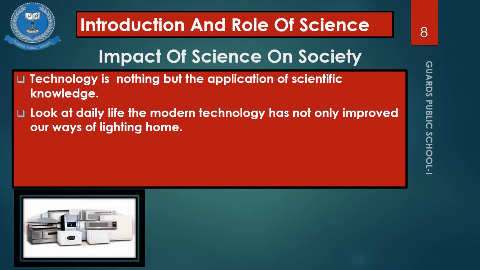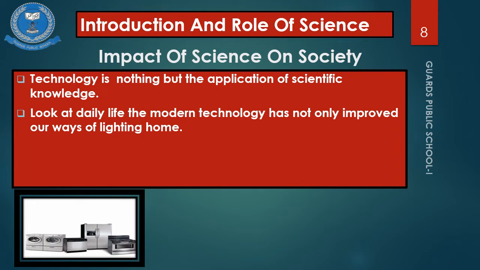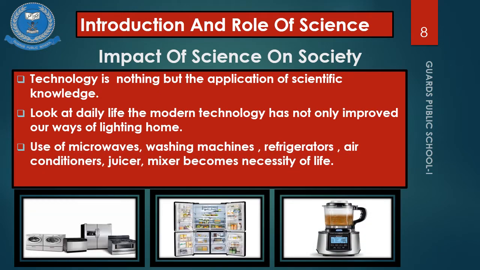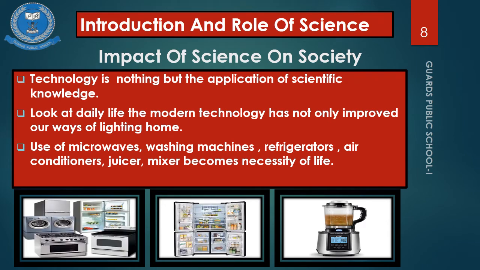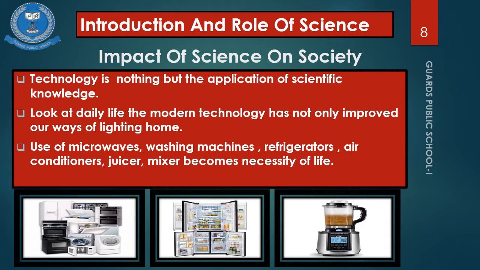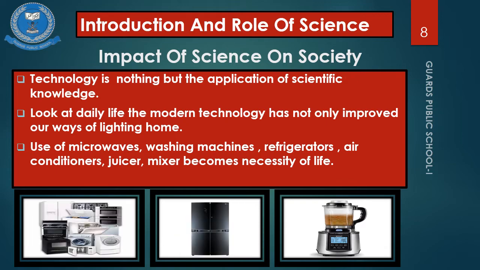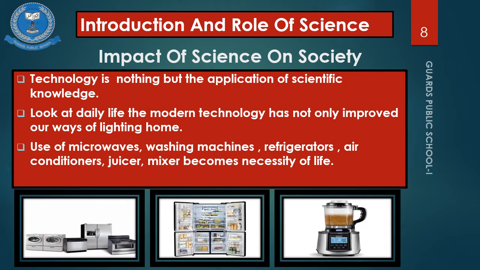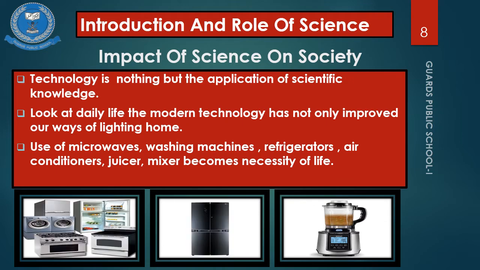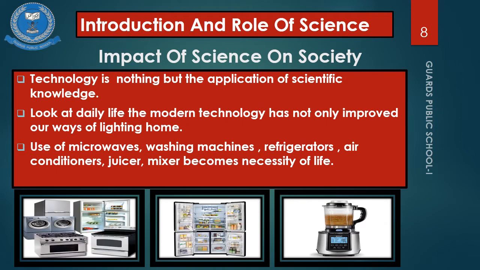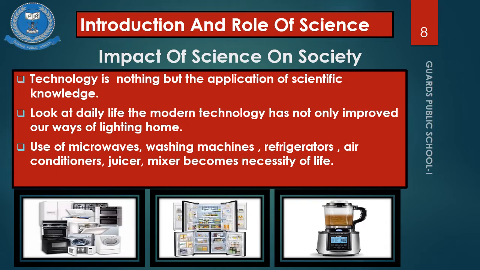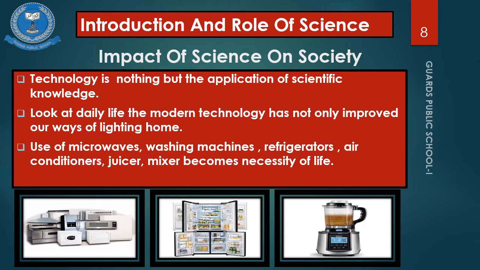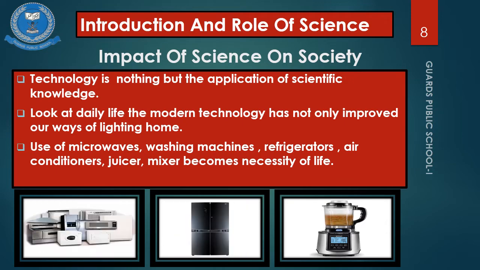Now look at the example of modern technology. It has not only improved our way of lighting homes, it has also increased the use of commonly used devices and appliances like microwaves, washing machines, refrigerators, air conditioners, juicers, mixers, irons, and many more things. They have all become necessities of life. It means that electricity can be used in many other ways in our home. It is providing us ease to live and a comfortable lifestyle. We cannot live without these comforts, or we cannot imagine our life without these necessities.